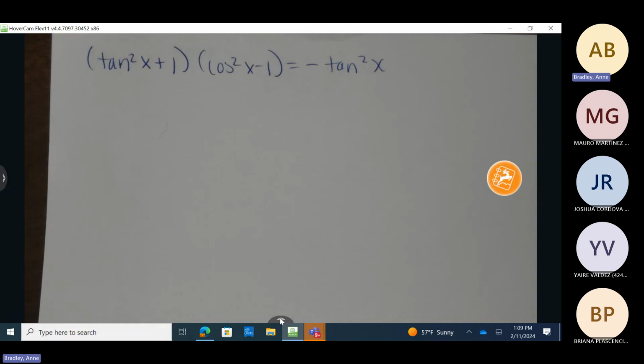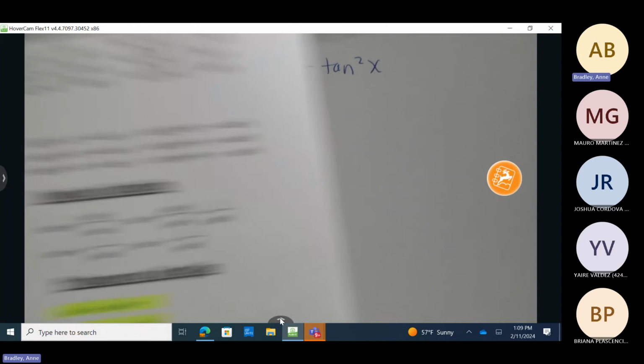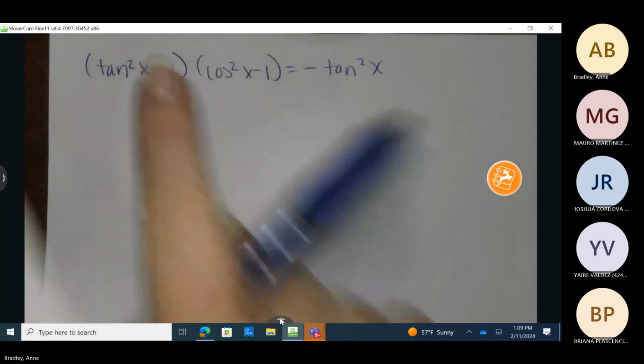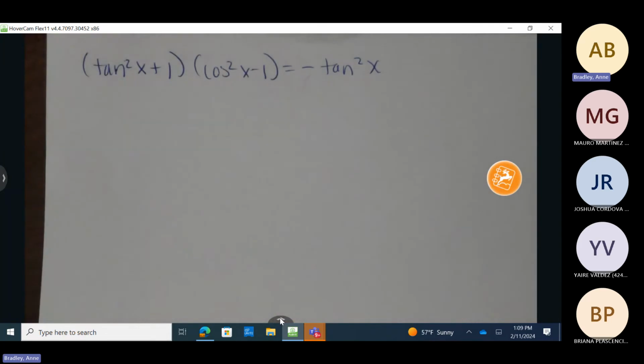So I'm looking at this problem. I see the 2 parentheses. I'm going to give you a chance to write it down before I get going. But while you're doing that, if you're not writing, I see squareds, and so I'm focusing on what I can do with these. What can I replace them with?